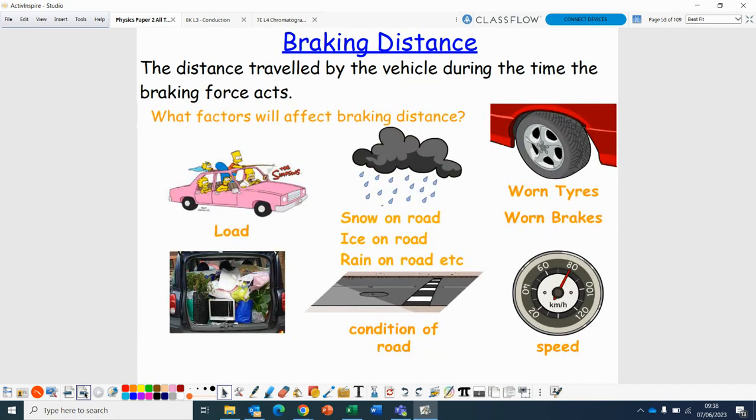Braking distance is the distance you travel whilst your brakes are on and you're skidding. So again, my favourite answers here are snow on road, ice on road, rain on road, reducing friction, or worn tyres and worn brakes, again reducing friction so you skid further. There are a few others on there, but I suggest you stick to my 2 favourite reasons because those are the ones that are always accepted.